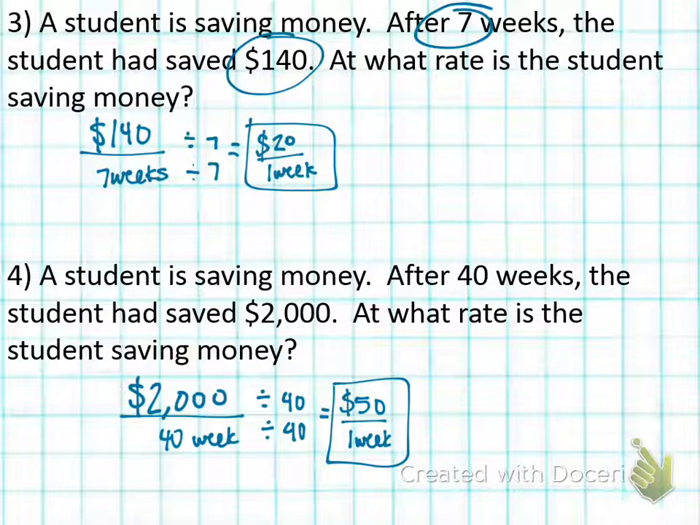$2,000, right? After a year of spending $50 a week, you spend $2,000, right? Yeah. Does that make sense? Yeah. So it goes both ways. It's a rate of change, right? In this case, the student is saving money. Okay, let's try another one.